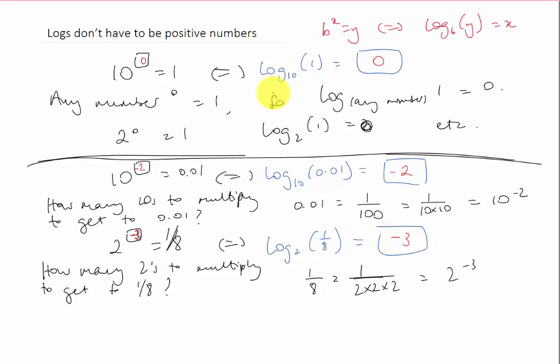Alright, so log in any base of 1 is 0. And yeah, we can have negative logarithms if this number is smaller than 1.